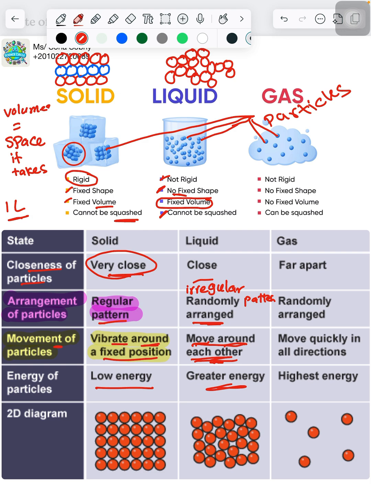Finally, let's talk about gases. Gases have no fixed shape and no fixed volume. They completely fill any container. Also, the particles in a gas are far apart and randomly arranged. So the closeness here, they are far apart. And its arrangement, randomly arranged. Because they are free to move in all directions. So its movement is move quickly in all directions. And that's because they have the highest energy.